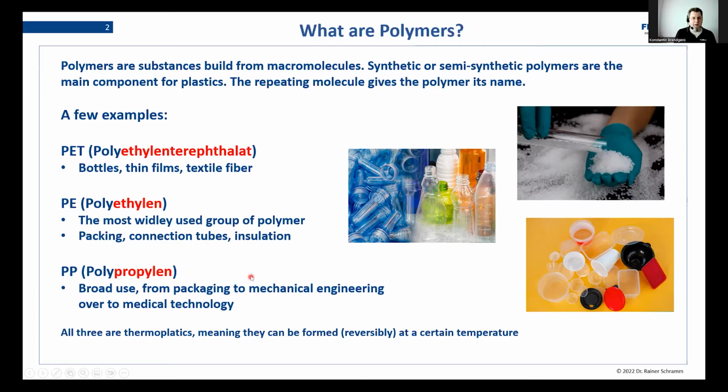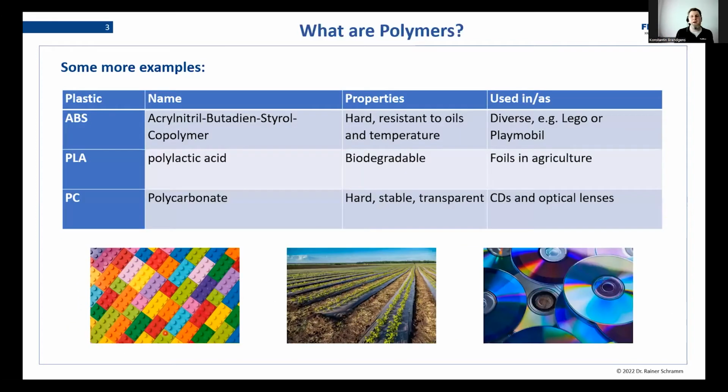One thing all these three have in common is that they are so-called thermoplastics. That means you can mold and form them at a certain temperature, and you can repeat that step. There are a few more examples on the next sheet, and you can see the names get even more complicated. So that's why people like to shorten them, just using the few letters that describe the chemical component.